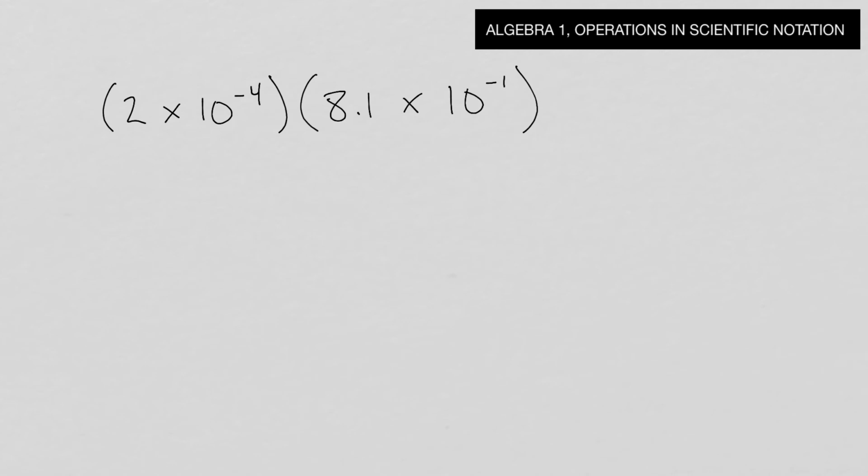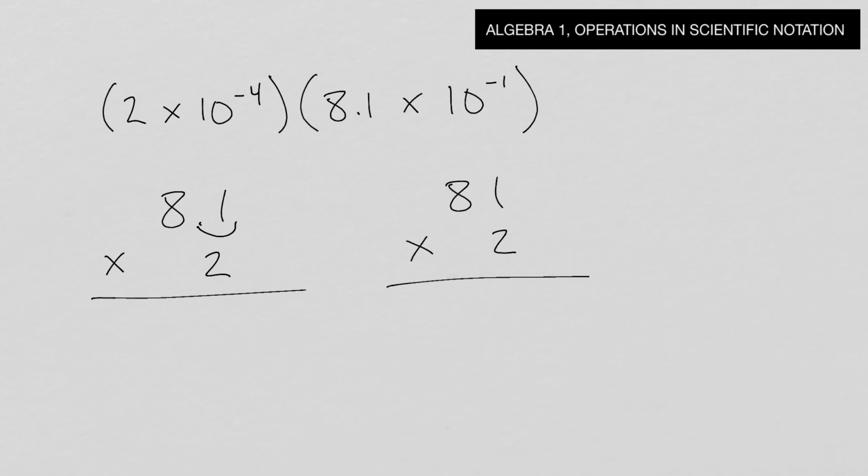All right, our next problem. 2 times 10 to the negative 4th times 8.1 times 10 to the negative 1st power. Okay, once again, we want to take these numbers here and multiply those together first. So we have 8.1 times 2. An easy way to do this is to back the decimal out by 1. So now we have 81 times 2. 81 times 2 gives us 162.